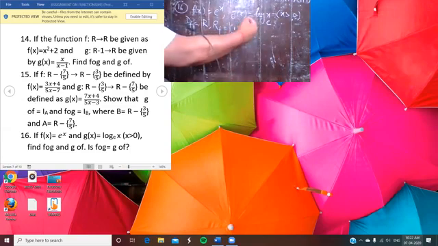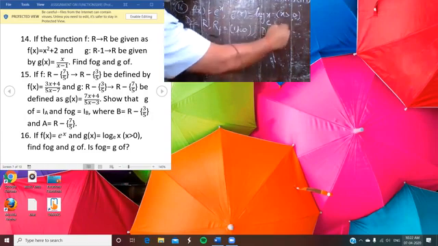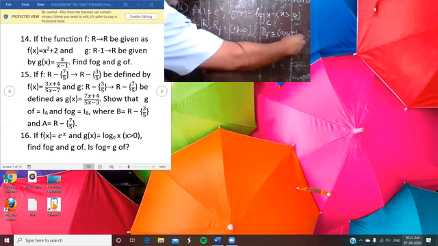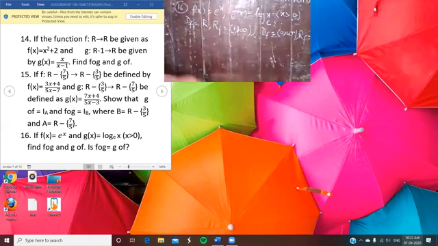Now if you're talking about g(x), the domain is already given here, 0 to infinity, and the range is all the real numbers. So in this way, you can very easily find the domain and range of the given function. Now you have to check one by one whether they exist or not.